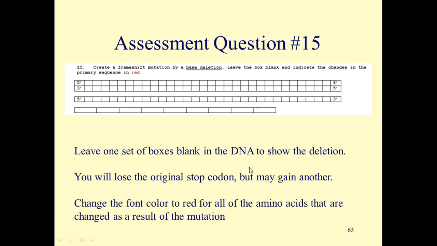It depends upon the sequence that you decided in question number 1. Change the font color to red for all of the amino acids that are changed as a result of the mutation. Okay, so you're going to indicate the change in the primary sequence. That's the amino acids that are in these bottom boxes. The amino acids in the bottom boxes are going to be affected as a result of the frame shift mutation, and those that are affected change to red. Change your font color to red.